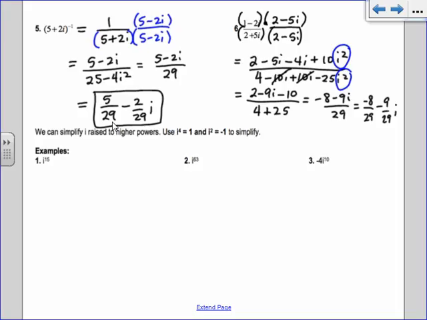Can you make that positive? No, because that changes the number. You can't do that.